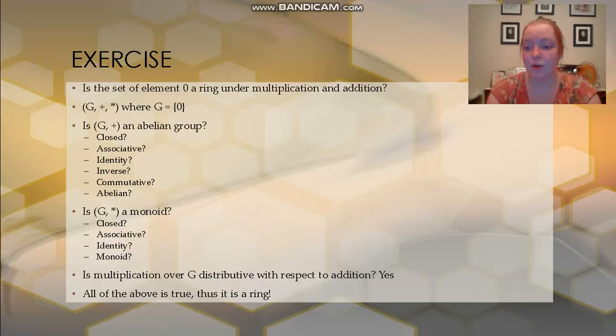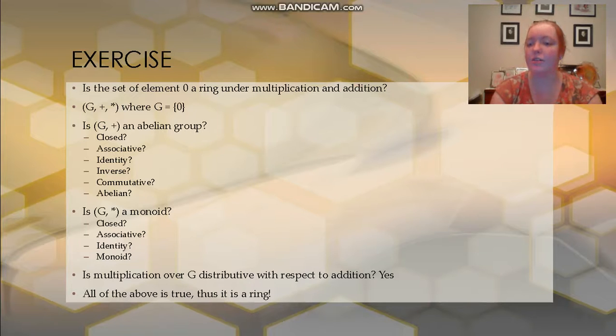Is it an abelian group? Is it closed? Yes, under addition, because you're just adding 0 to itself, which is 0. Is it associative? Yes, it doesn't matter which order you perform the binary operation in, it's always going to create 0. Does it have an identity? Yes, that is going to be the only element, 0. And does 0 have an inverse in this set? Yes, it is itself, 0. Is it commutative? Can you add 0 plus 0 and get the same as 0 plus 0? Yes, 0. So now we know it's an abelian group.